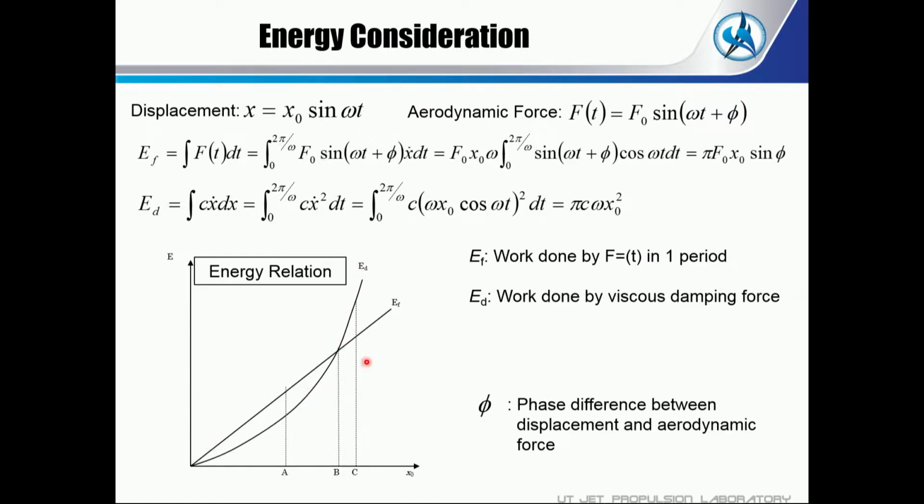So we have this situation. In situation A, EF is bigger than ED. It means the flow work is larger than the damping work. So it's an unstable vibration. At C, ED is bigger than EF, so this is the stable case. And here B is the neutrally stable case. Okay, so this is an energy consideration.